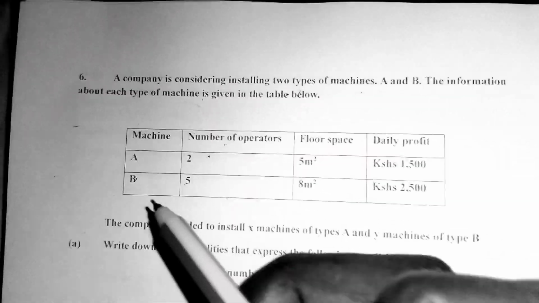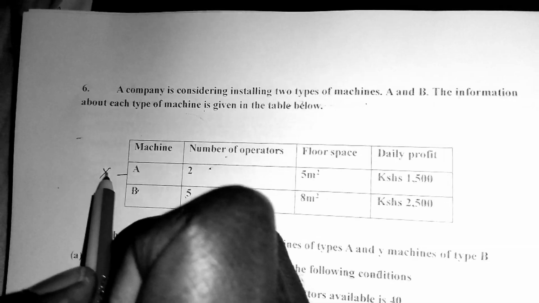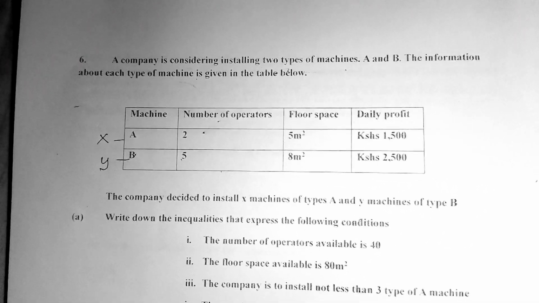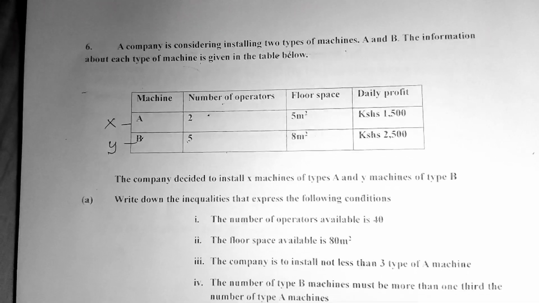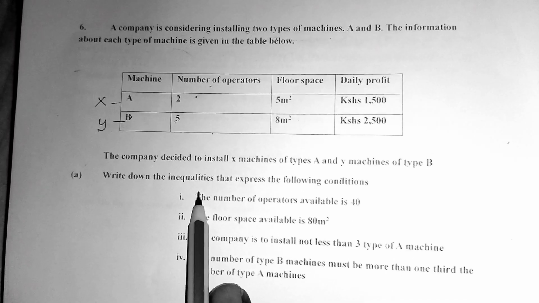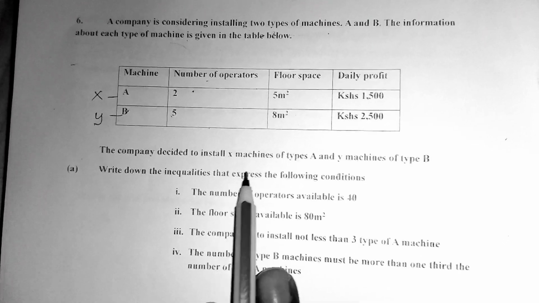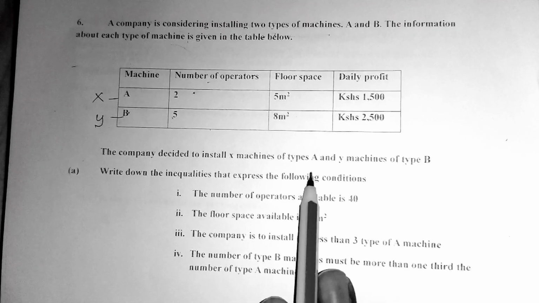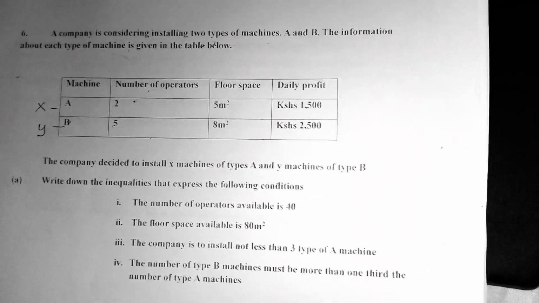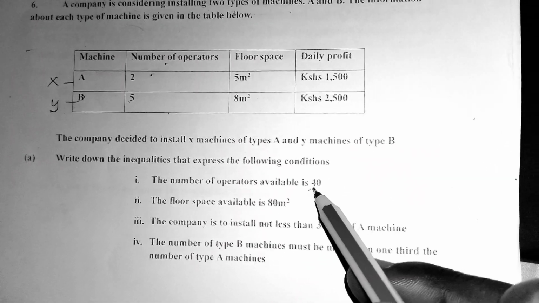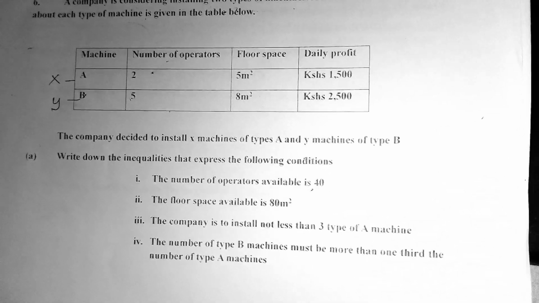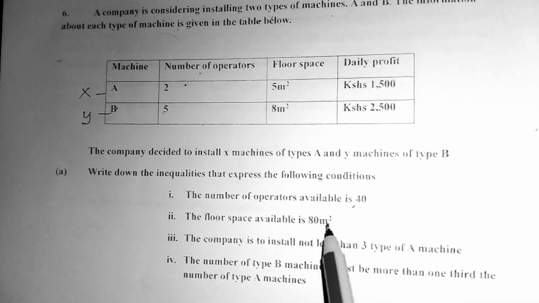So for type A, they installed x machines. For type B, they installed y number of machines. So they are saying, write down the inequalities that express the following conditions. The number of operators available is 40. So this means that you can only have 40 operators. The maximum that you can have is 40.